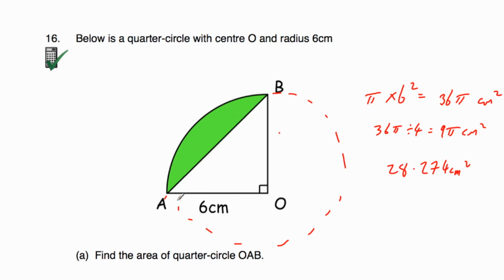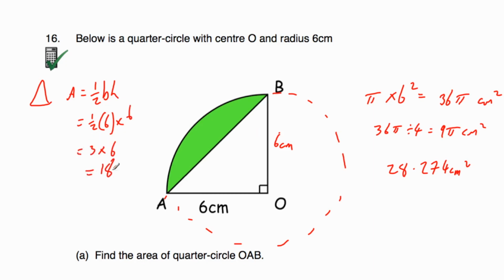So the distance from O to A is 6 centimetres. So from O to B is also the radius, that's going to be 6 centimetres. So for the triangle, the area is a half the base times the height. Half the base is half of 6 times the height, which is also equal to 6. Half of 6 is 3 times 6 is equal to 18 centimetres squared. So the area of this triangle is 18 centimetres squared. Now if we take this 18 away from the area of the quarter circle, we'll be left with the area of the segment. So let's work that out.